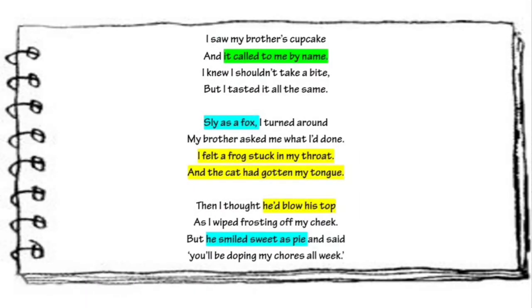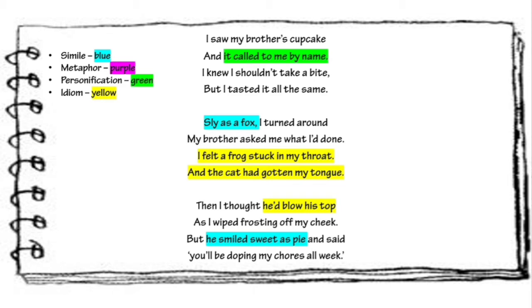Next, I saw my brother's cupcake, and, personification, "it called to me by name." I knew I shouldn't take a bite, but I tasted it all the same. Simile, "sly as a fox," I turned around. My brother asked me what I'd done. Idiom, "I felt a frog stuck in my throat, and a cat had gotten my tongue." Then I thought he'd "blow his top," as I wiped frosting off my cheek. Simile, but he smiled "sweet as a pie" and said, "You'll be doing my chores all week."